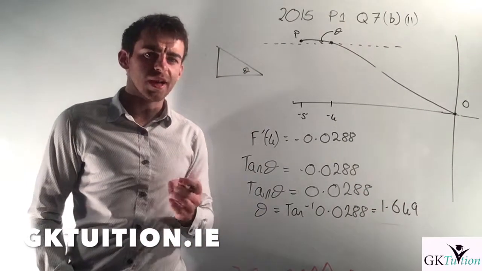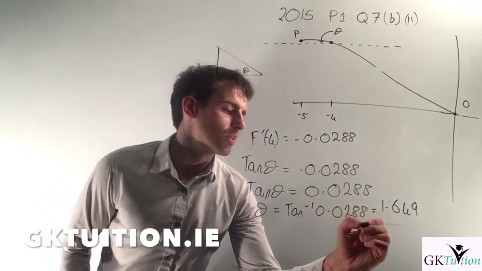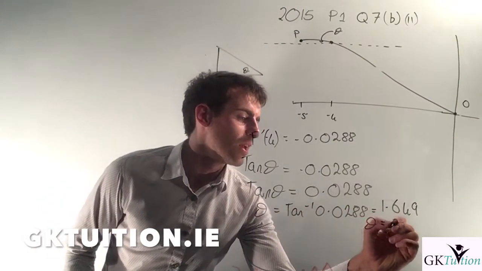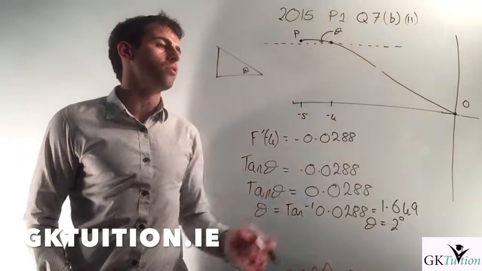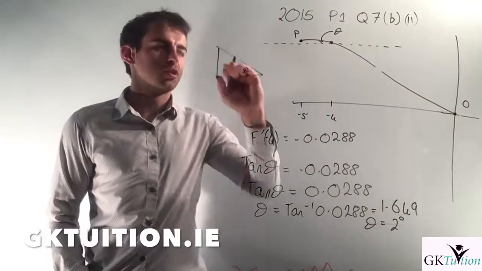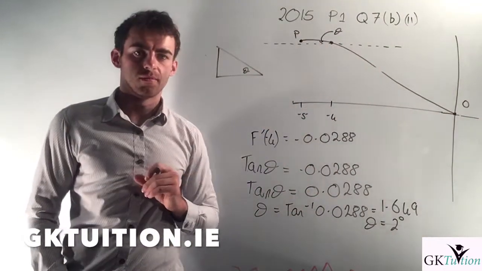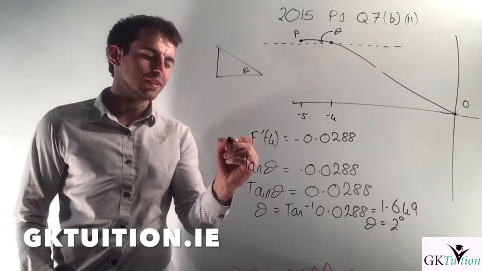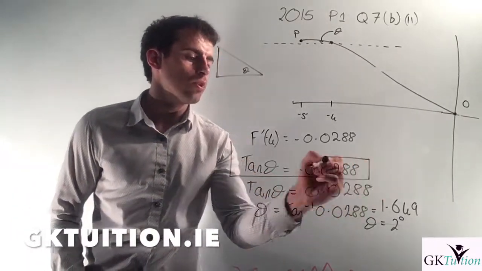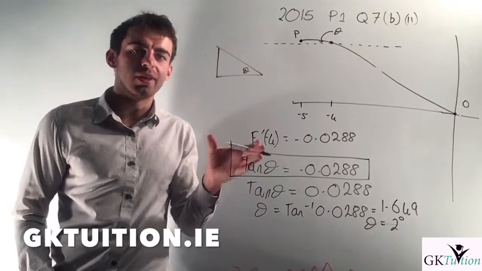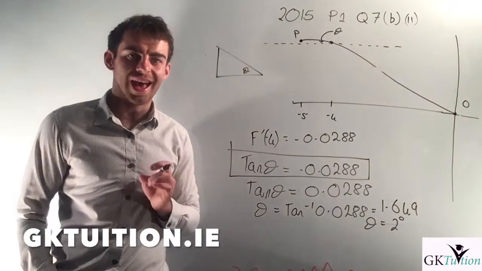And it asked me to leave my answer to the nearest degree, which means that I know the angle is descending at 2 degrees. To the nearest degree, this would be 2 degrees. It's 2 degrees to the horizontal line. Okay, so again, I hope that makes sense. The key to this question is just that when you get the derivative, you're not only getting the slope, but you're also getting the tan of the angle.